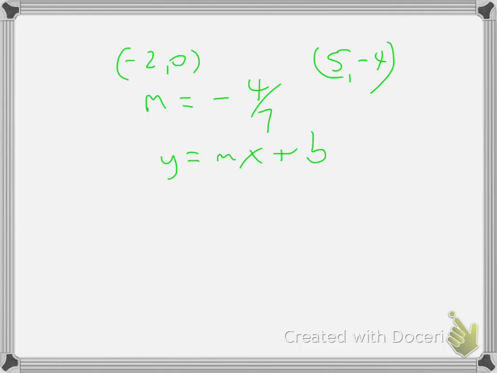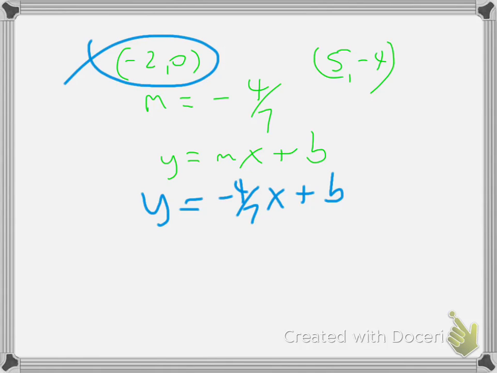So we got our y equals mx plus b. We know the m, minus 4/7. Now our job is to find the b. Which one do you want to plug in? Negative 2, 0 or 5, minus 4? It doesn't matter, but this guy's definitely easier. One of the coordinates is 0. So let's put in the minus 2 there.